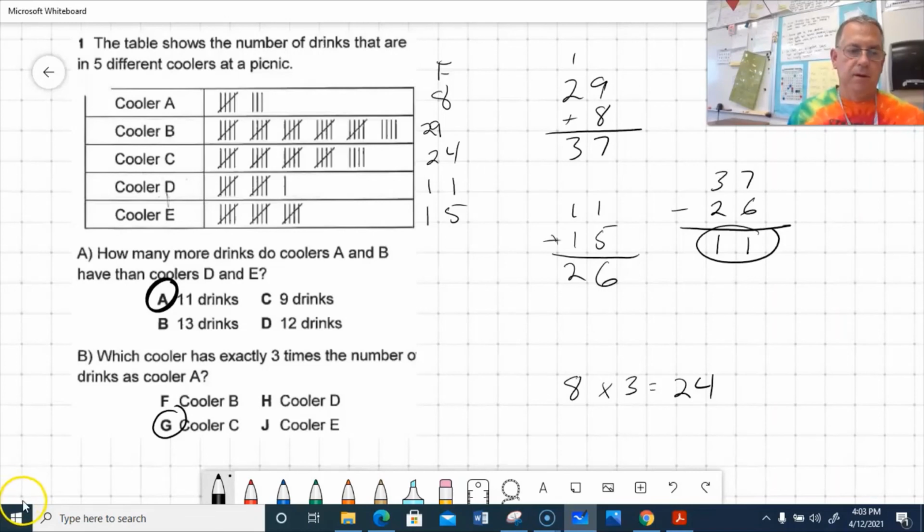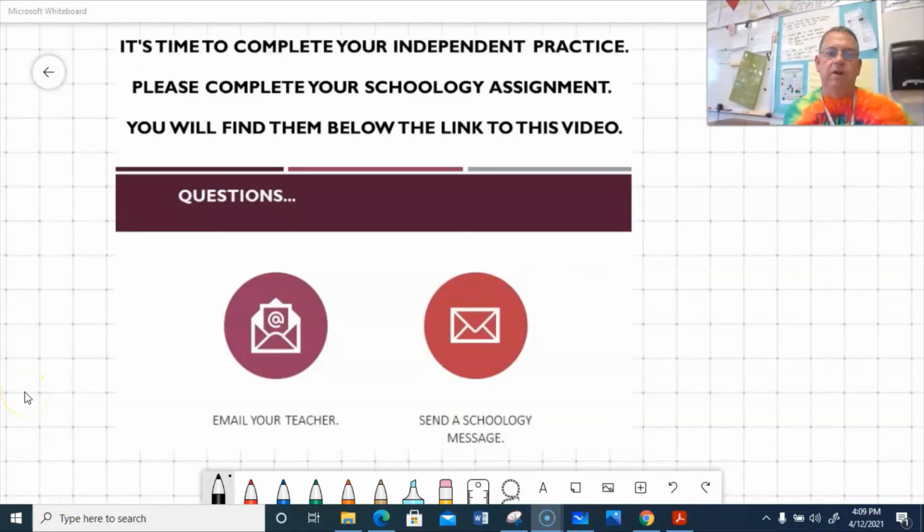Okay, it's time to complete your independent practice. I'll put a PDF down there that you can print out and do your independent practice that way. But make sure you do the blue puzzle piece with today's date on it. Take your time, do your very best. This is what we look at to see if you understand the material. And if you have any questions about anything or something doesn't seem like it's working like it's supposed to, please send your teacher an email or send them a message in Schoology. Remember, take your time, do your very best, and best of luck to you.